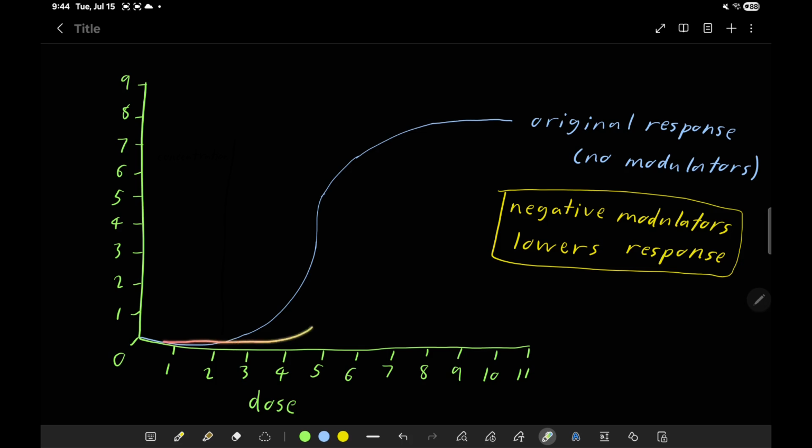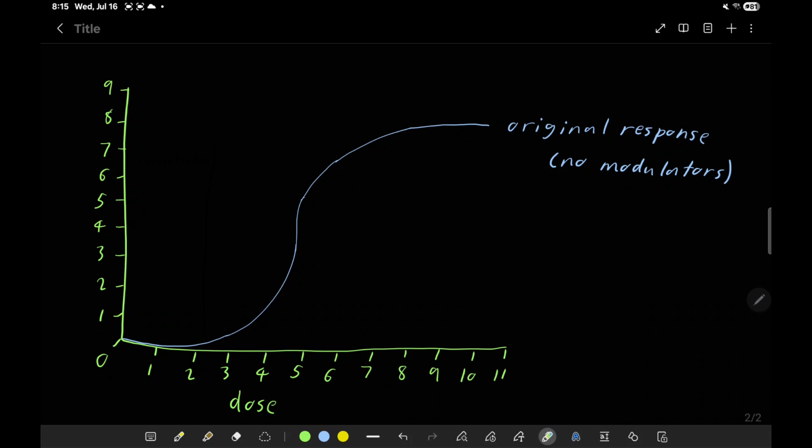So the final plateau of the dose response curve may be lower, so that it has a lower maximum possible response and therefore has a lower efficacy. Or maybe a negative modulator can do both. It can decrease potency as well as decrease efficacy. But the general idea is that negative allosteric modulators lower the responses of your original agonist.